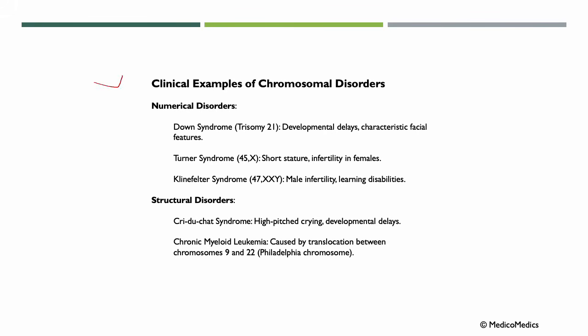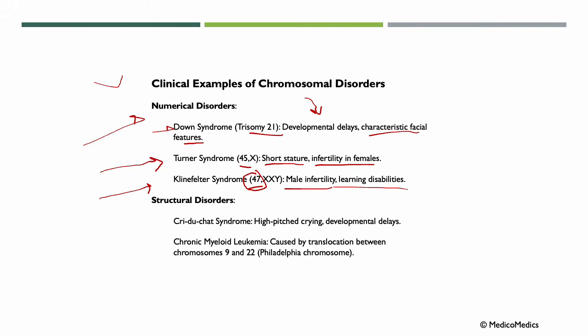Now, what are some clinical examples of chromosomal disorders? Well, we have numerical disorders like Down syndrome, trisomy 21, and we can have the clinical features of developmental delays, characteristic facial features, etc. We can have Turner syndrome, right, where there is a missing copy. Here we have short stature or infertility in females. Klinefelter syndrome, where you have an extra copy, 47 chromosomes, and this produces male infertility and learning disabilities. Now, Klinefelter only applies to males, and Turner syndrome only applies to females.